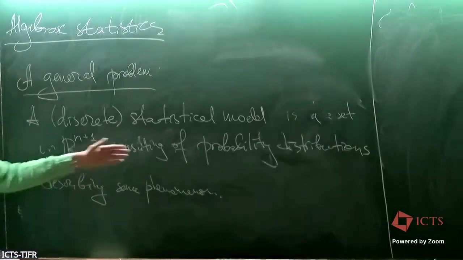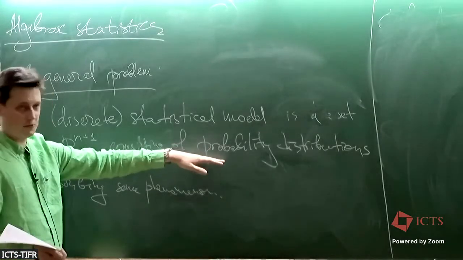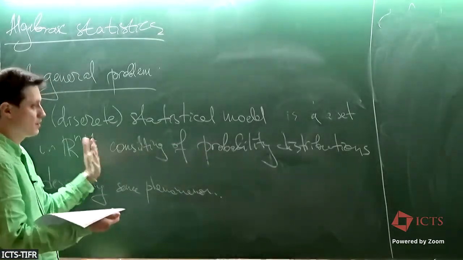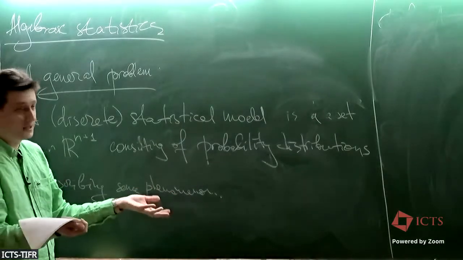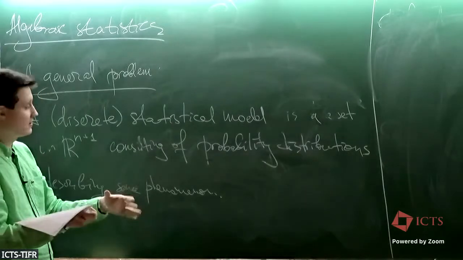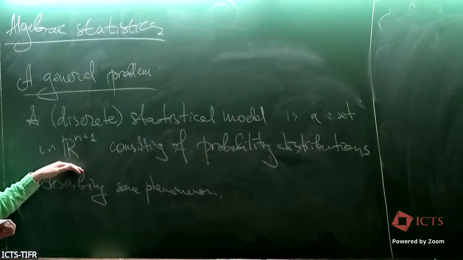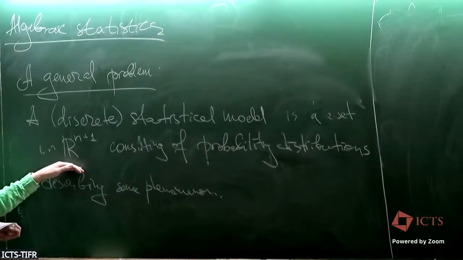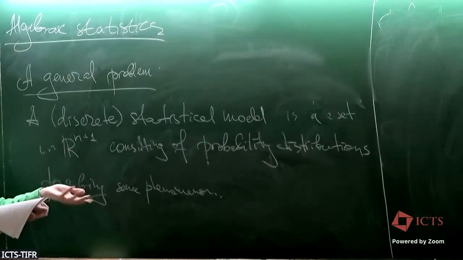So a discrete probability distribution is something I think most of you have seen. It's just a vector of n plus 1 numbers that sum up to 1 and that are non-negative. So this means that we have some random variable, we perform some experiment, and there's n plus 1 possible outcomes. Each of them has a probability, which is a number between 0 and 1, and they sum up to 1, because something has to happen in your experiment.